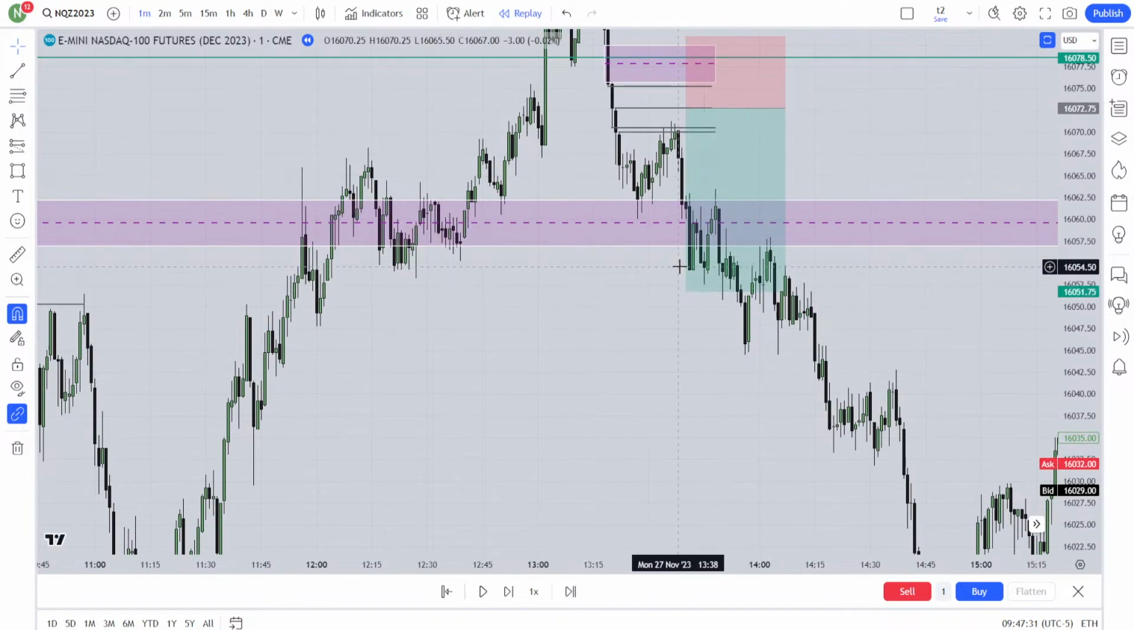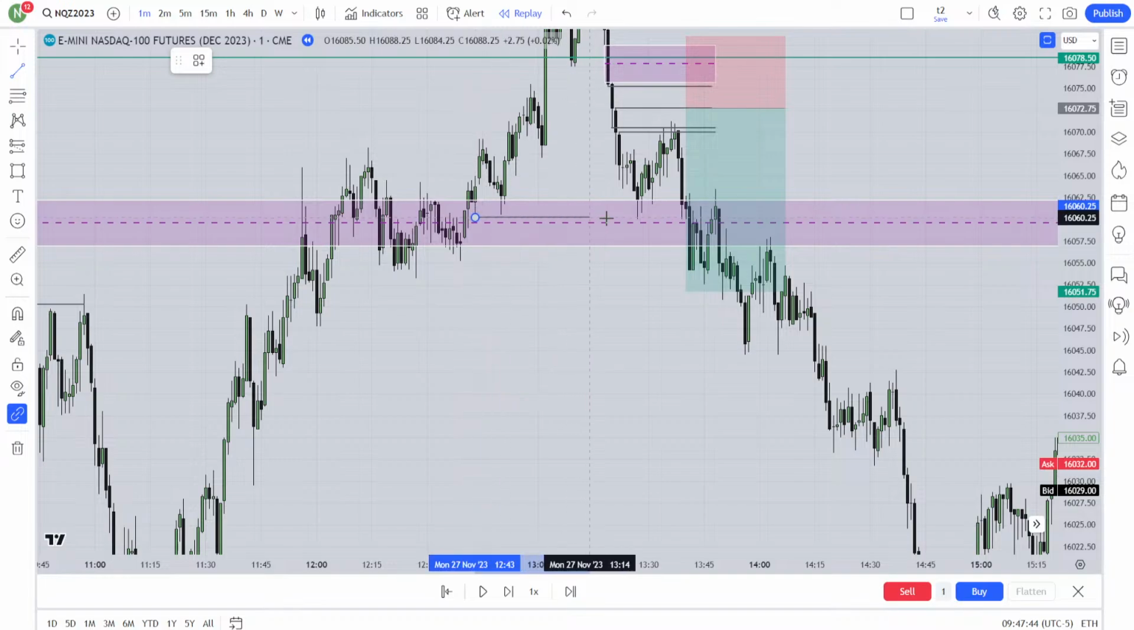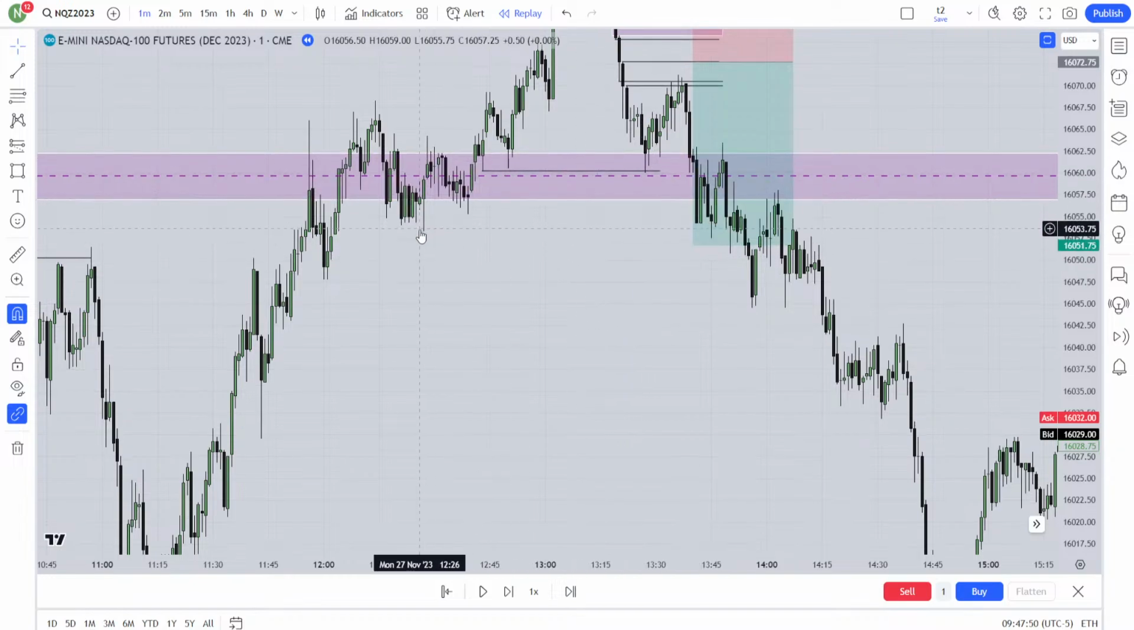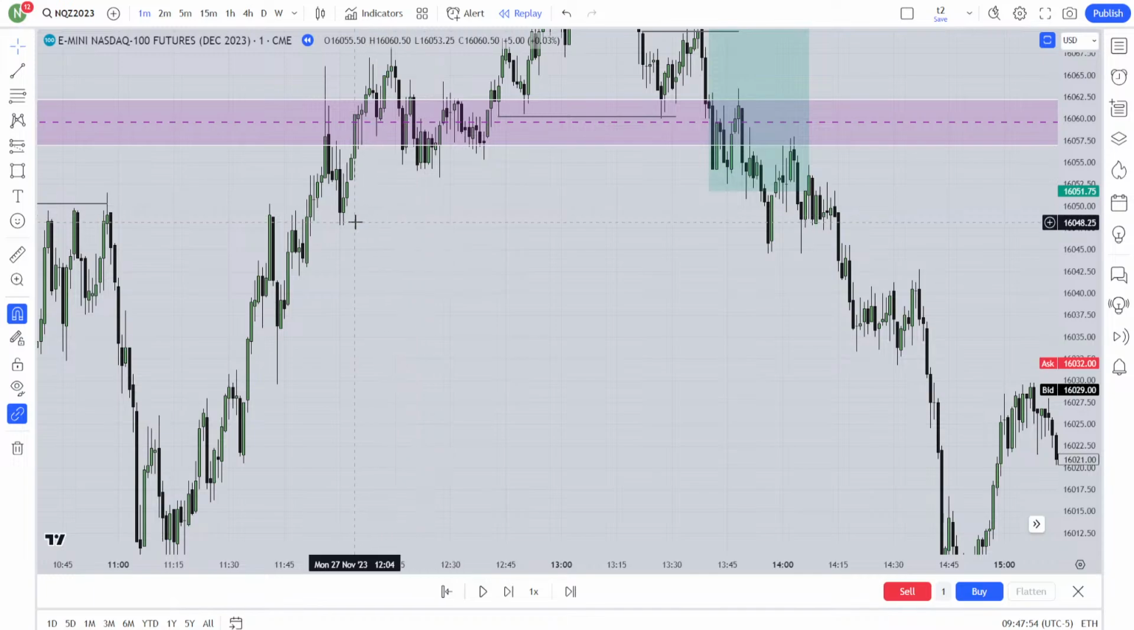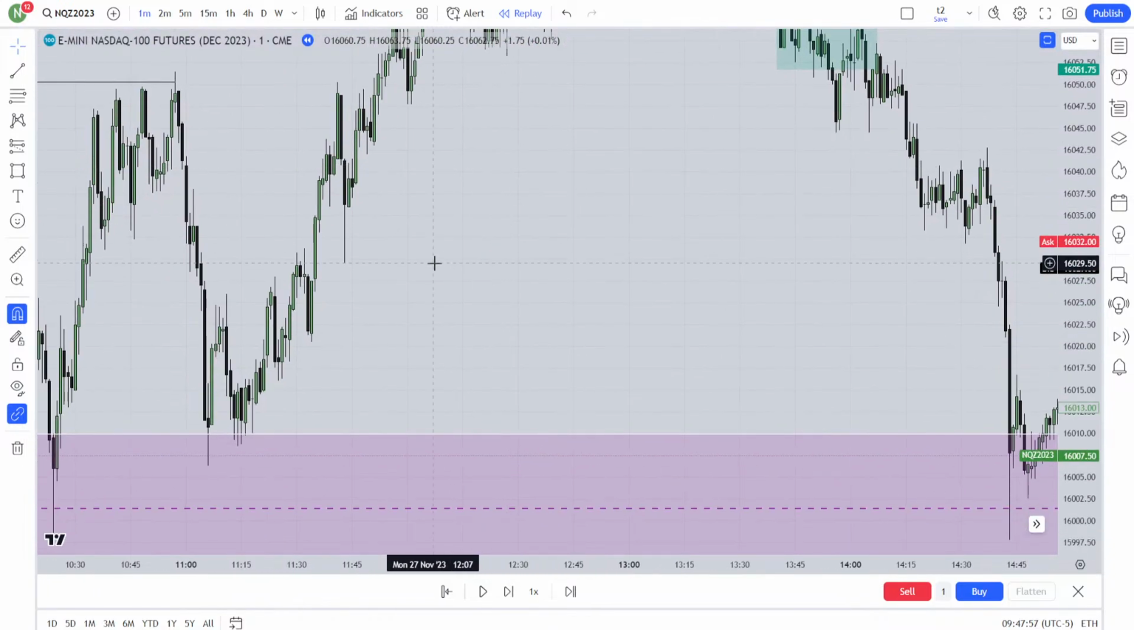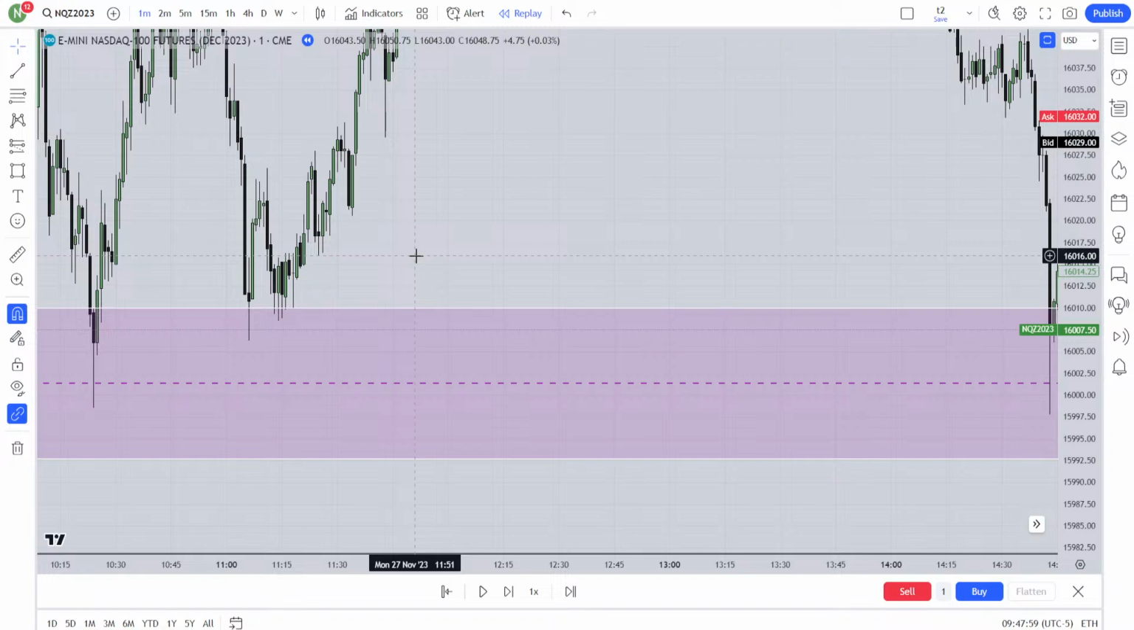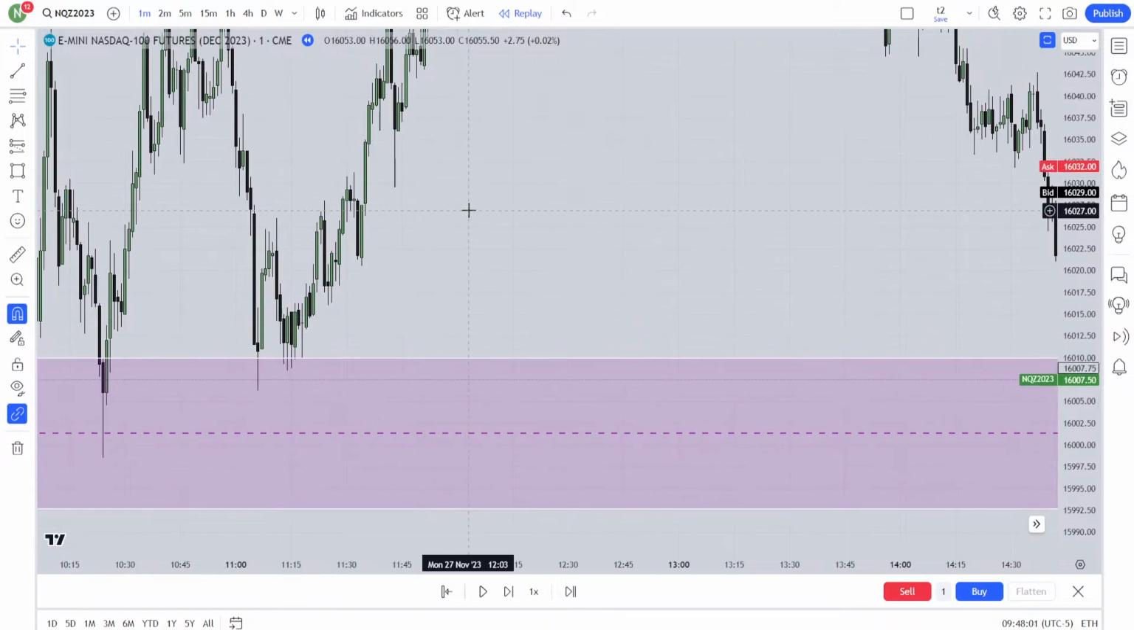I need something else. What do I need? What do you need, brother? I need sell side liquidity very near to that fair value gap. Let's go for the sell side liquidity. Oh man, you have a very nice sell side liquidity over there. Just look over there. That is also taken. Let's see, is there any 1 minute sell side liquidity or not? No. Here, no. Here, no. I don't have any sell side liquidity.